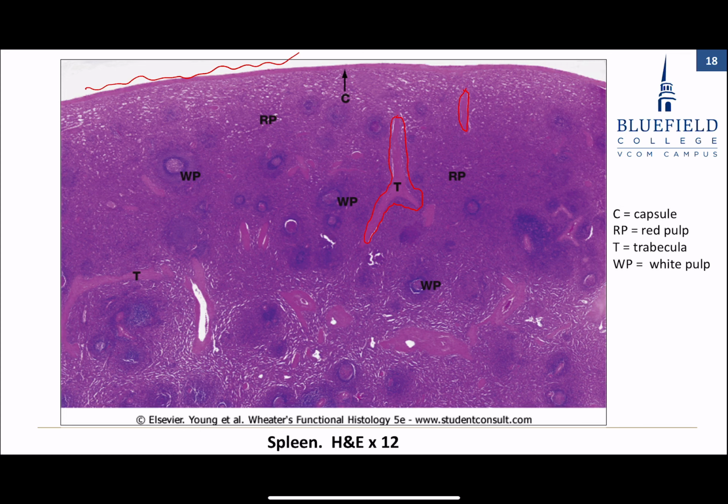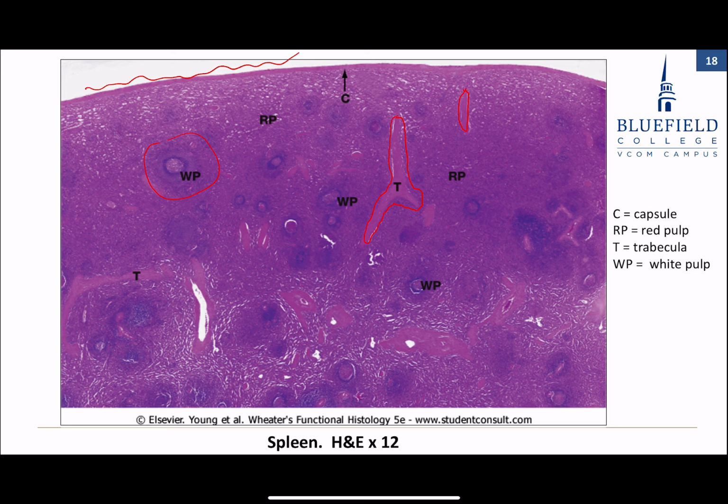And indeed, if you look at this, I hope you looked at this initially and said, oh, I do see some lymphatic nodules in there, don't I? Okay, I see lymphatic nodules. They're all over the place. Here's a lymphatic nodule right here labeled WP, which stands for white pulp.